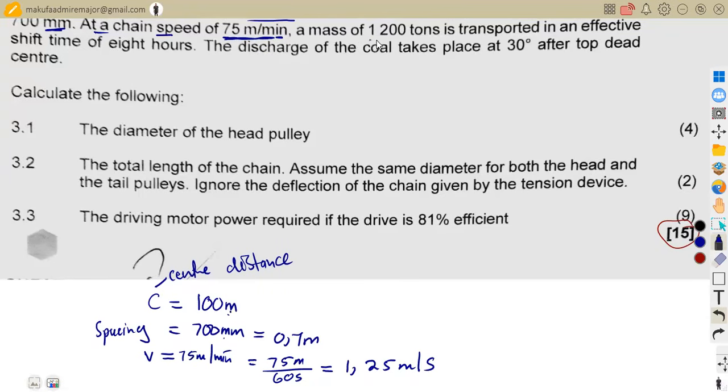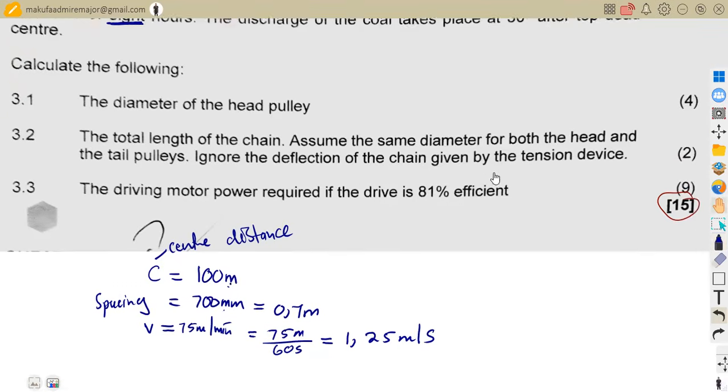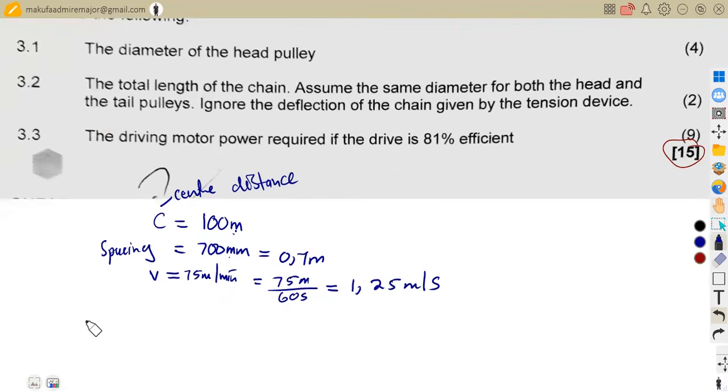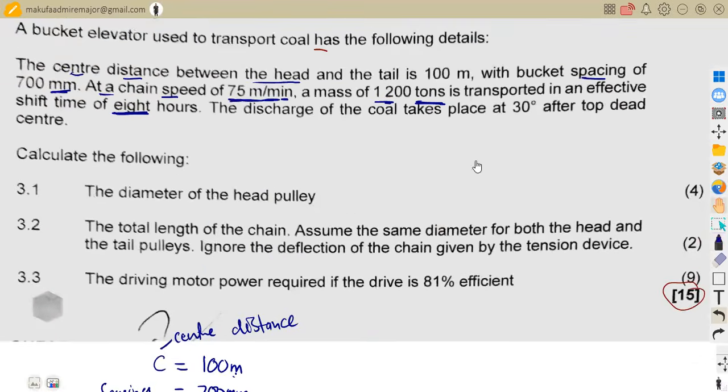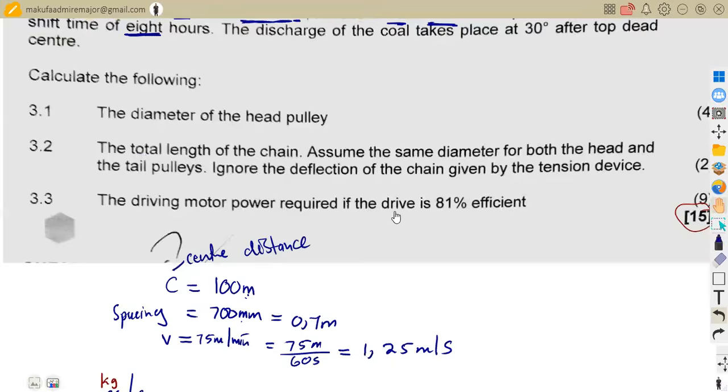Then we are given the mass in tons transported at an effective shift time, which is 8 hours. So we are given the mass in tons transported per given time in hours. We are supposed to obtain mass per second, which is mass in kgs per second. Here we are given tons. Take note, it's 1,200 tons in this case.